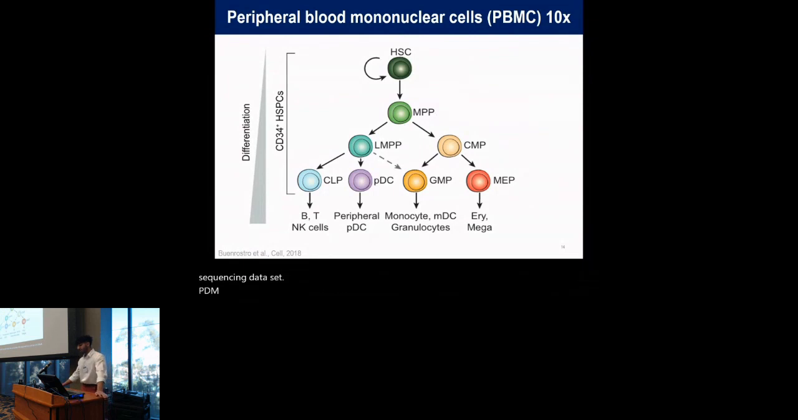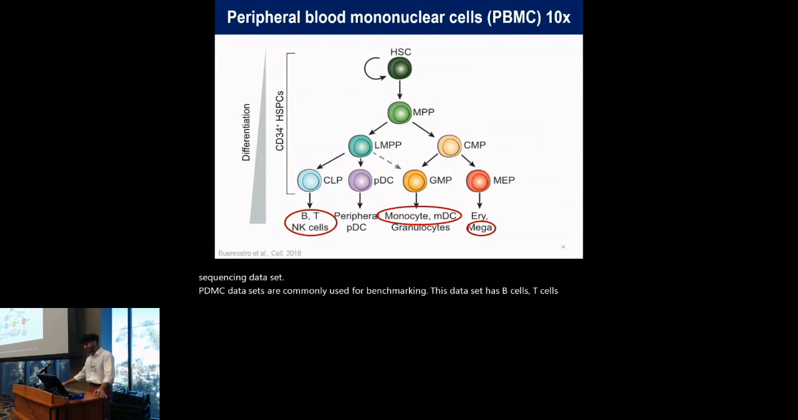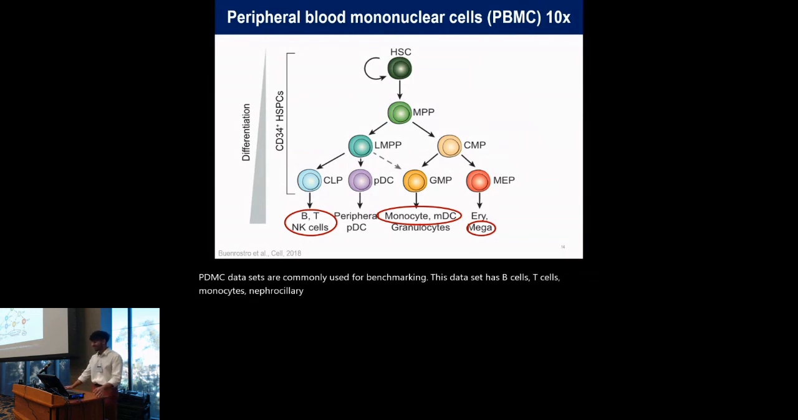PBMC datasets are commonly used for benchmarking. This dataset has B cells, T cells, monocytes, natural killer cells, dendritic cells, and megakaryocytes. We use this dataset to benchmark Scotch against ONMF and Louvain clustering, as we have the true cell clusters.